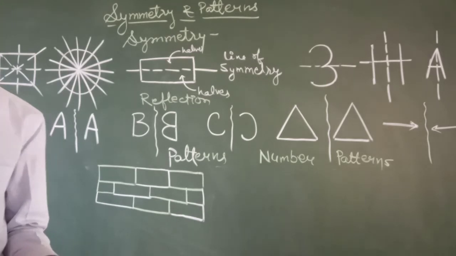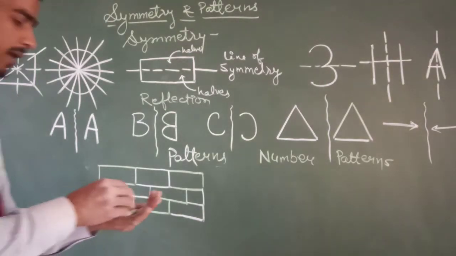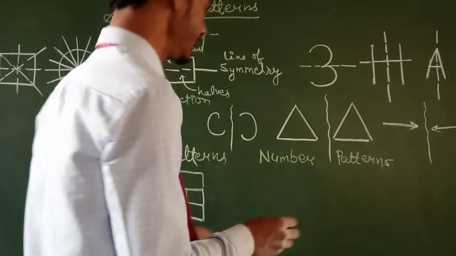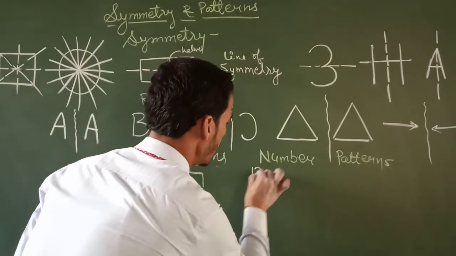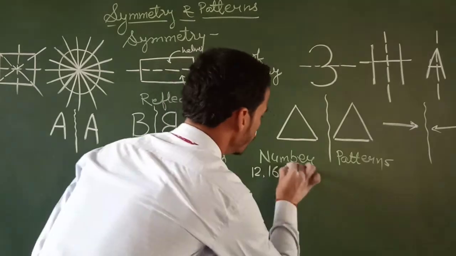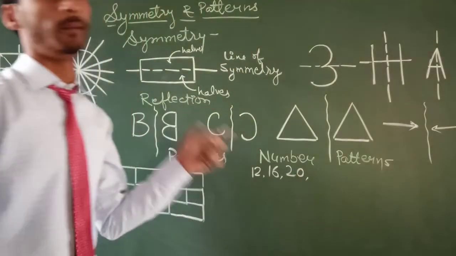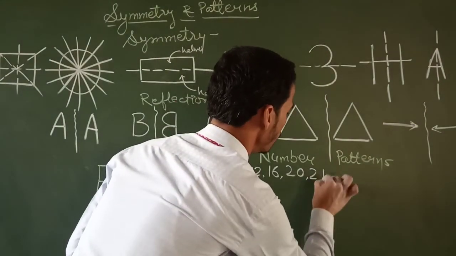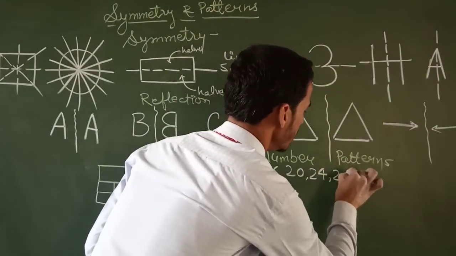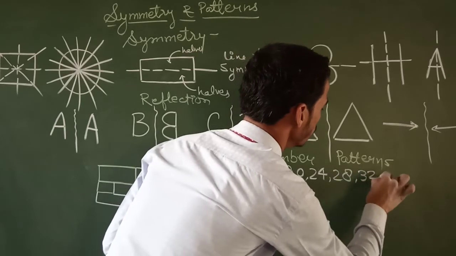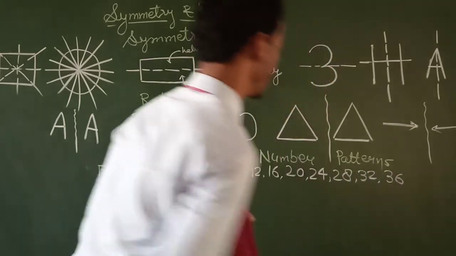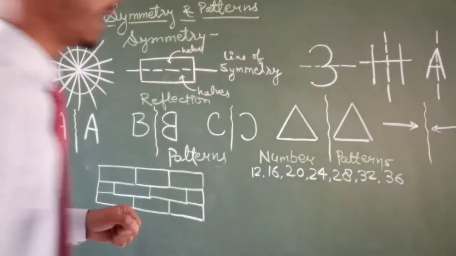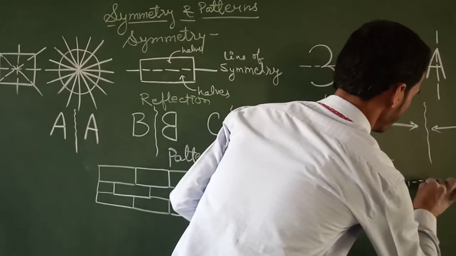Okay, and you can see here that there are many examples of numbers: 12, 16, 20, and what will be the next number? You can see here that it will be 24, 28, 32 and 36, and so on, continue.